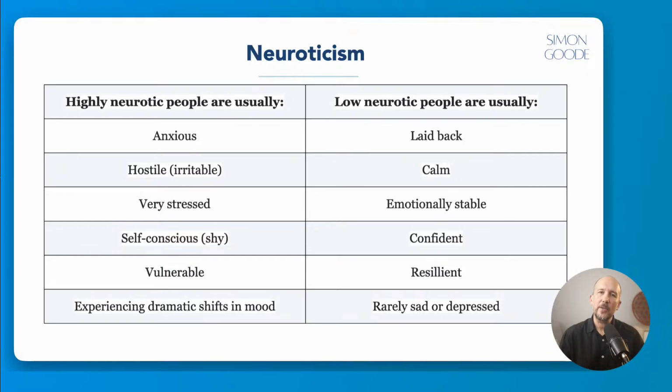They tend to be more vulnerable naturally, more vulnerable to distress, overwhelm, but also potentially then to coinciding physical illnesses. Their immune system might become compromised as a result of conflict that they're dealing with. And they often experience more dramatic shifts in mood, sudden anger, sudden distress. Whereas people who are low in neuroticism tend to be more laid back, more calm, more emotionally stable, more confident, more naturally resilient, and rarely sad or depressed.